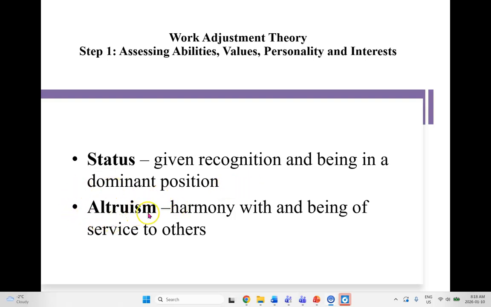Altruism refers to having harmony with and being of service to others. So people who are altruistic are often thinking about other people and want to do work that allows them quite often to make a difference in the lives of others. And this may be a value for you because you've chosen to come in to this program where you can, in fact, make a big difference in the lives of your clients by helping them.